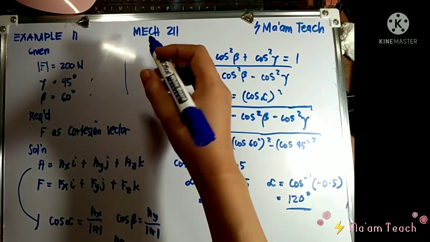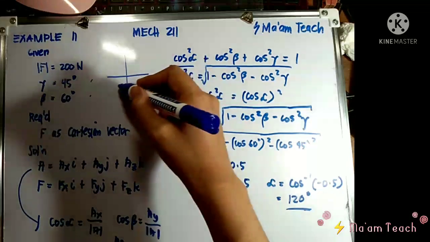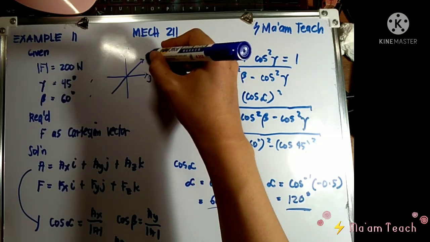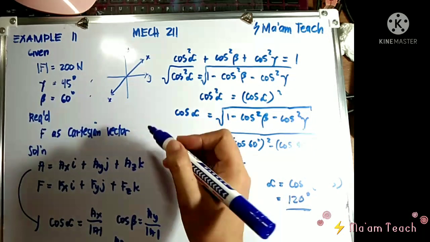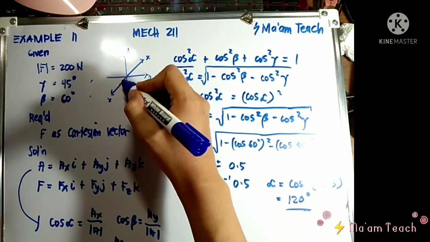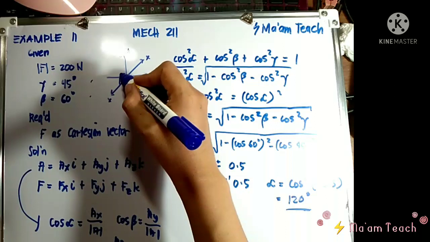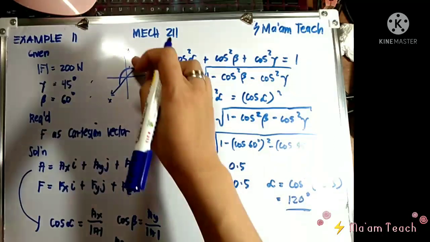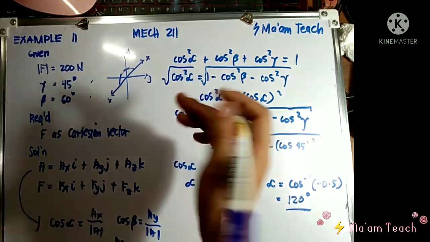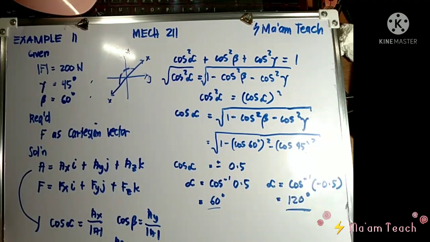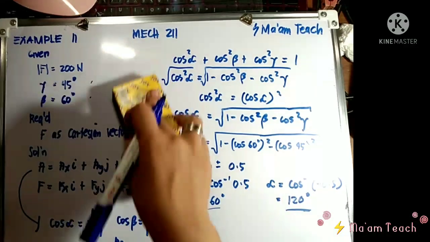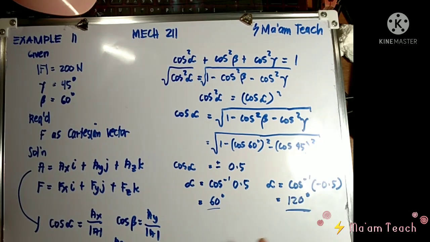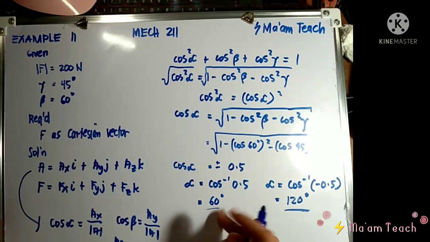If this is our three-dimensional axes, this is the y, this is the z, and this is the x. If this is our positive x, this is the 60, so the 120 is already here, in this part right here. Can you follow? So it's already out of the positive x-axis. You have to base the value on our figure. So 60 degrees will be our alpha here.